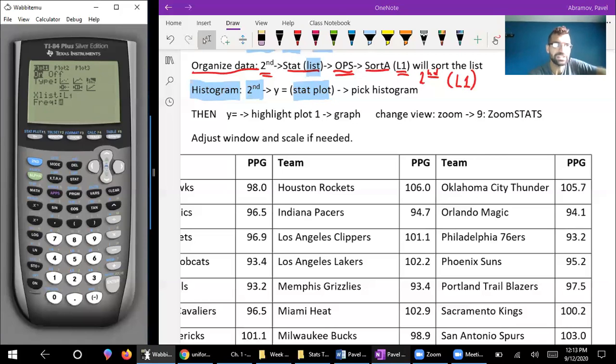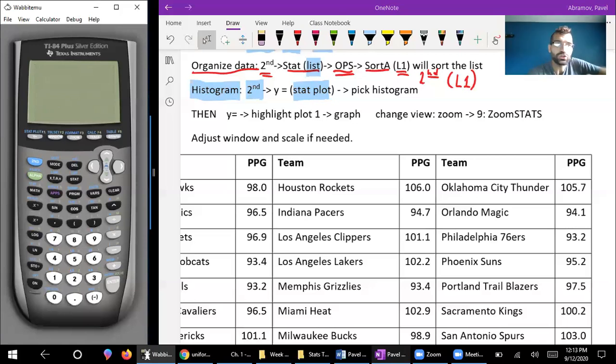Don't worry about this frequency. We're going to talk about that later. Right now, you don't need to worry about it. So just press enter. After that, we're going to press second and quit, and I'm going to clear the screen. So we just decided what type of graph we're going to create.